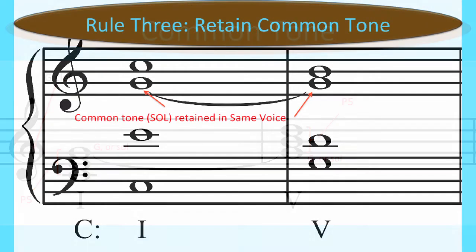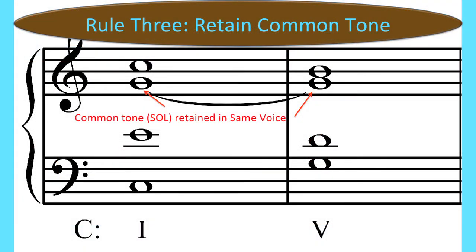In a 4-voice texture, we take advantage of this relationship by retaining the common tone in the same voice. In this example, the alto voice retains the Sol, or G note in both chords, so the written code sounds like this.